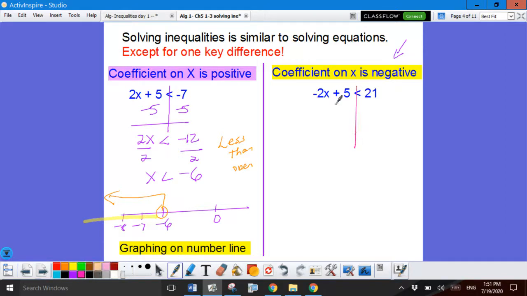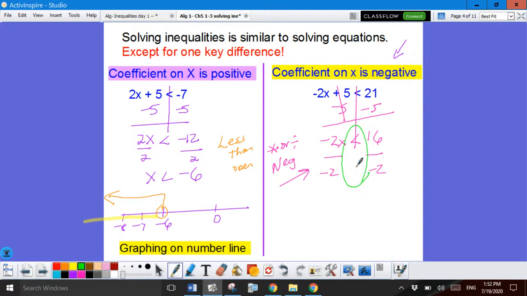All right, now let's look at the one thing that changes. So this process is still the same. I'm subtracting my 5, so -2x less than, that's going to give me 16. Now here's where the difference comes in. If I multiply or divide by a negative number, this has to flip. The inequality has got to flip.